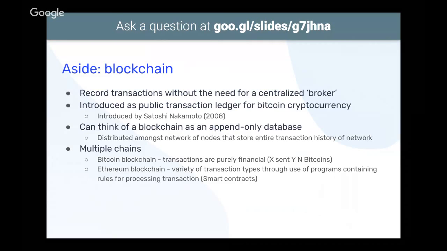Okay, and there are a lot of different chains out there. Some more popular or well-known than others. Examples are, as I mentioned, the Bitcoin blockchain, where all of the transactions that are stored as blocks in this chain of transactions are financial. So, X party sent Y party some Bitcoins. Then the Ethereum blockchain is a sort of a different idea where you can have lots of different transaction types through the use of apps or programs containing rules for processing those transactions. And in the Ethereum world, these are called smart contracts. But either way, what we have is a system for storing transactions.